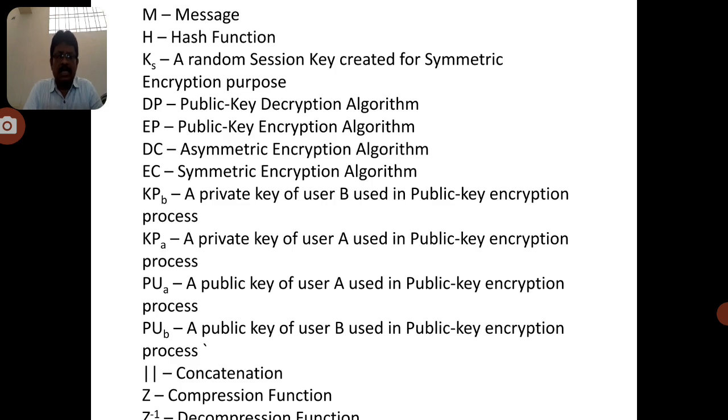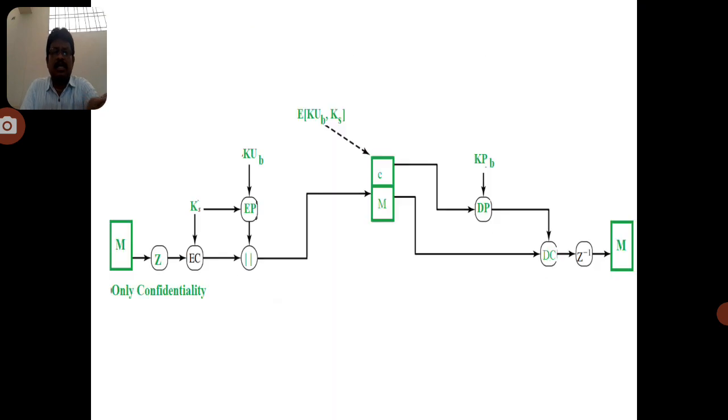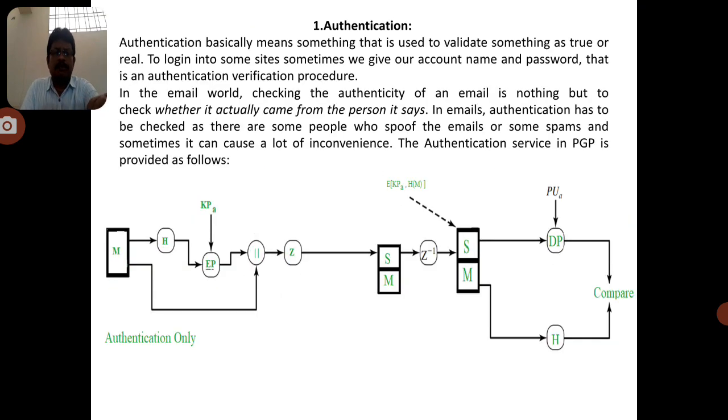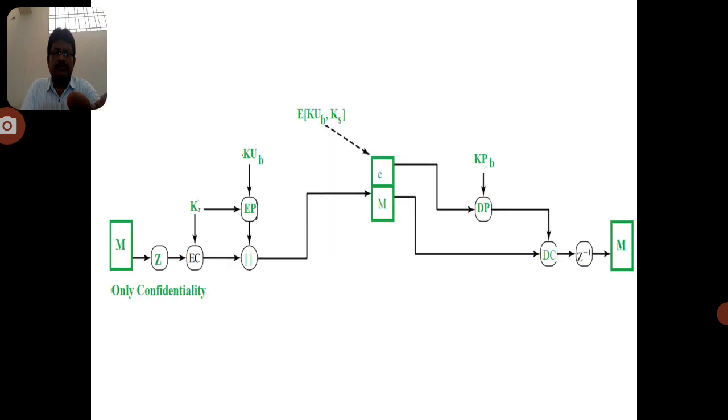The next one is the concatenation symbol, that is the pipe symbol. Z is the compression function or compression algorithm, and Z inverse is the decompression function. Now you can observe that PGP can provide confidentiality. First, let us check how it provides the confidentiality.